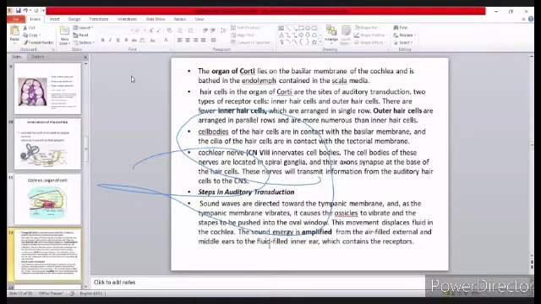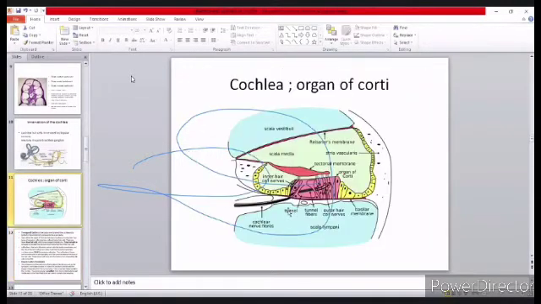Okay, so this movement displaces the fluid in the cochlea, amplifying the sound. Remember, we mentioned how sound is amplified from the air-filled middle ear, which is outside, to the fluid-filled inner ear, which contains the receptors, our organ of Corti. So this is more like a transduction.